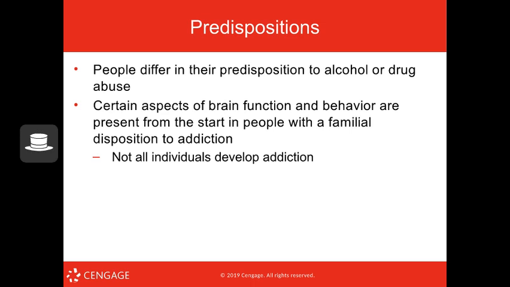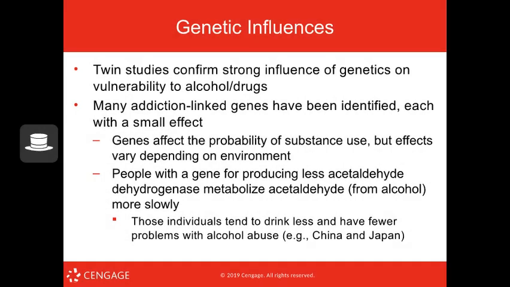Aspects of our brain's functioning and behavior are often very clear at the start because addiction is very heritable. There are certain traits that we might have that lead us to be more likely to abuse or be addicted to drugs. But not everybody develops addiction. When we look at twin studies, we can see that there is a strong influence of genes on our vulnerability to alcohol and drugs. If a family member is an addict, you are very likely to have addictive tendencies. We've identified many addiction-linked genes, but each of them has a small effect. They all affect the probability of substance use. The more of them you have, the more likely, but environment, as with everything else, is also important.